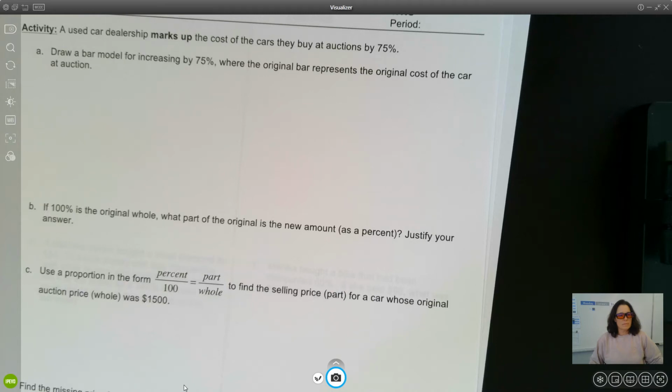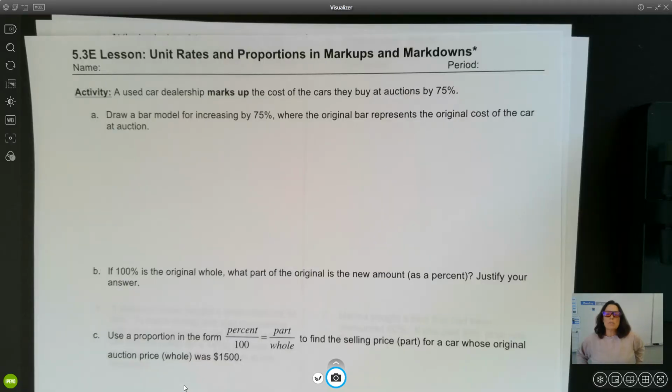Right, so 5.3E lesson. We're looking at unit rates and proportions with markups and markdowns. Okay, markup. Anything that you buy at a store has been marked up so that the store makes money off of you. It's an added on amount. Now, a markdown is anything that you buy from a store that's on sale. It's been marked down.